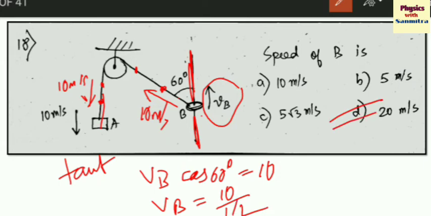Now this is okay, I have no problem with this. Now what if you are confused that I will take 10 cos 60 degree to get VB? That is not true, and I have already explained this in our constant motion playlist, so you can watch it there.